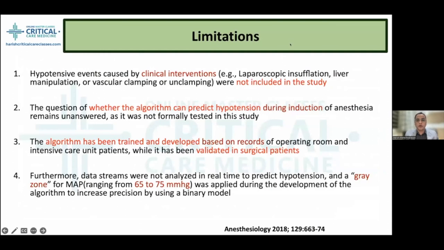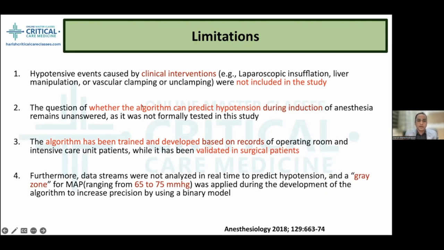But we need to understand there are some limitations. Still, we want some sort of robust evidence in believing this hypotension prediction index. Hypotensive events caused by clinical intervention, say laparoscopic CO2 insufflation, manipulating the liver, vascular clamping or unclamping, were not included in the previous studies, but there are data ongoing to get some idea in these limited conditions, whether we can believe this HPI or not. We need to wait and watch.